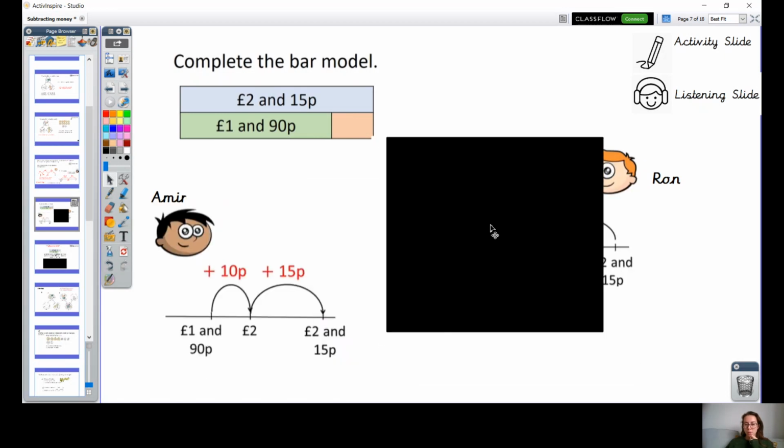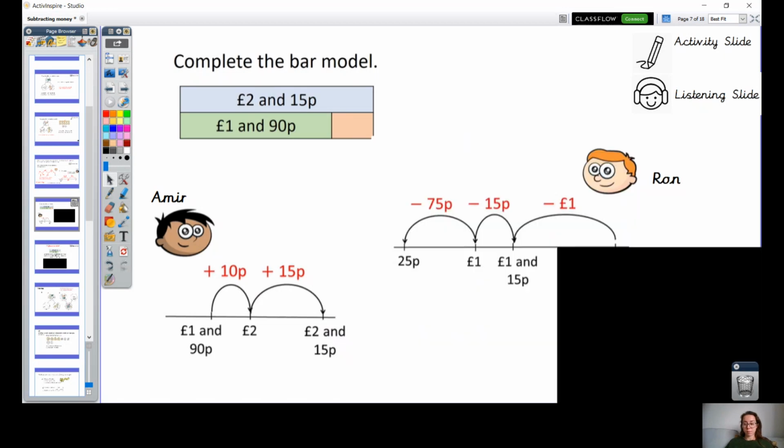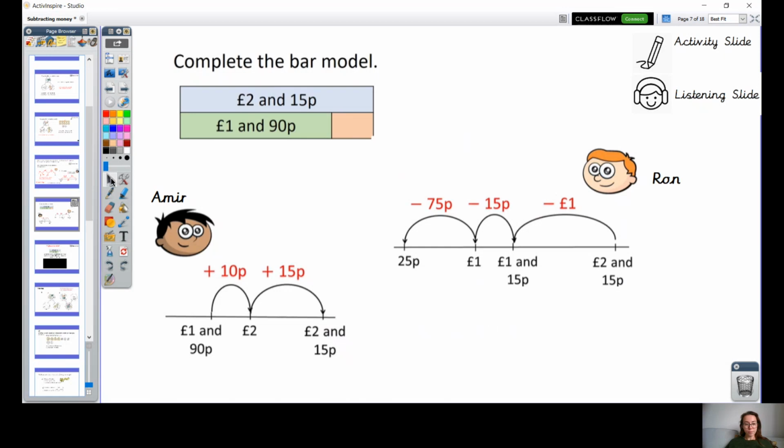The other method then, so this is Amir's method. Do you remember Amir counted up on his calculation? So Amir actually started with the part, this end of his number line, and he's counted up to the nearest pound, which is £2, so he's added on 10p. And then he's just had to find out how much more to get to the total. So he's found out as well that the missing part is 25p. Tick those if you got those correct on your own, and well done if you managed to do that.